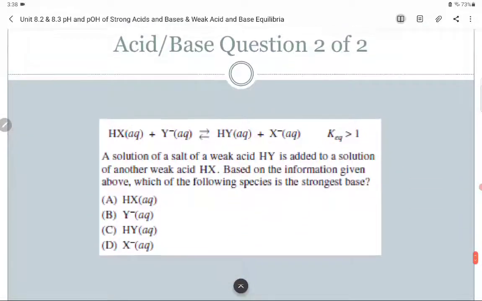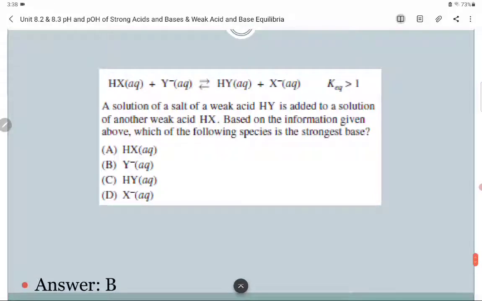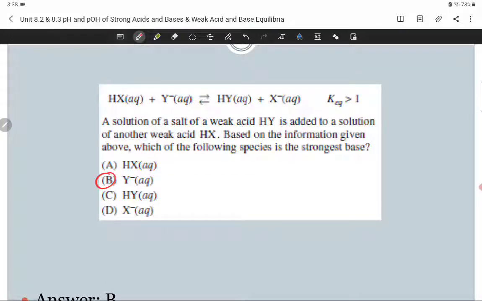And I think we have one more of these here. Yeah. And the answer is already given to us as B. K greater than 1. What does that mean? More of this, less of that. So this and this and this are stronger than the components on the right side. So it asks us which is the strongest base.